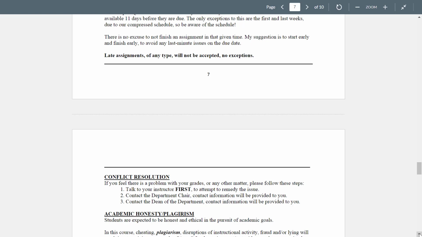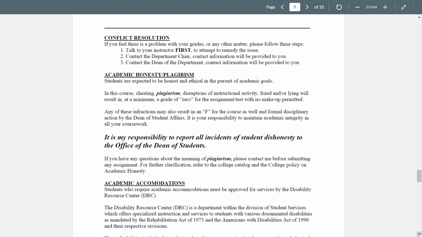So late assignments of any time, any type will not be accepted, no exceptions. If you have any conflicts, whether problems with your grades, you don't agree with how something was graded, or you have an issue with me for some reason, whatever it might be, please understand that these things happen, and you're not going to hurt my feelings, and I'm certainly not trying to hurt yours.